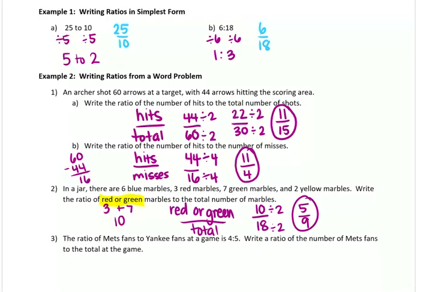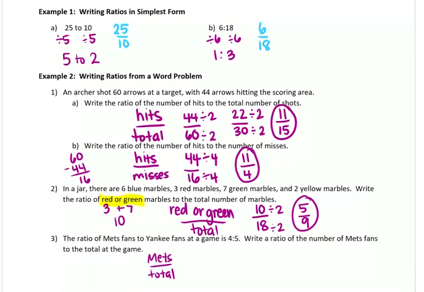And for the last one in this example, it says the ratio of Mets fans to Yankee fans at a game is 4 to 5. Write a ratio of the number of Mets fans to the total at the game. Okay, so we're definitely going to have Mets over total, but they don't actually give us the number of people that were at this game. So we have to use that ratio that they're giving to us.